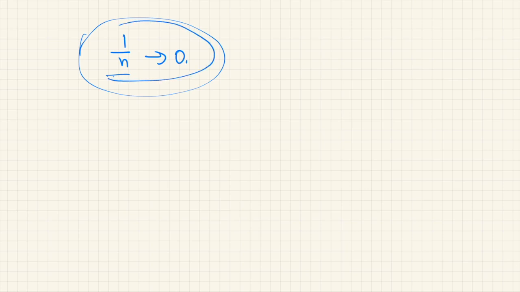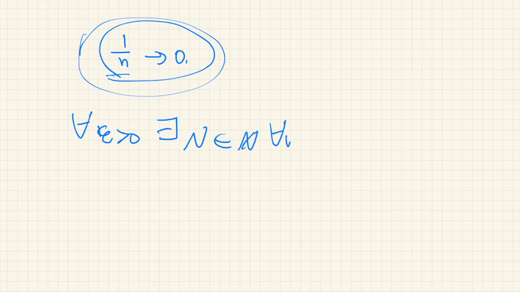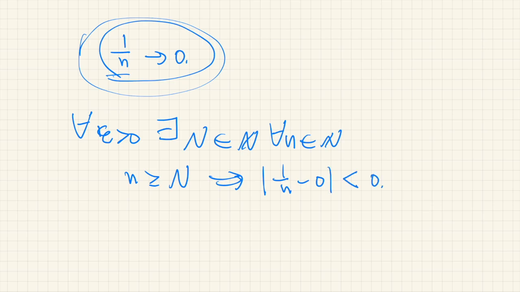So if this is true, then what this means is the following. For any epsilon that is positive, there exists some natural number, capital N, such that for all natural numbers, if this lowercase n is greater than or equal to capital N, then the difference between 1 over n minus 0 is less than epsilon.